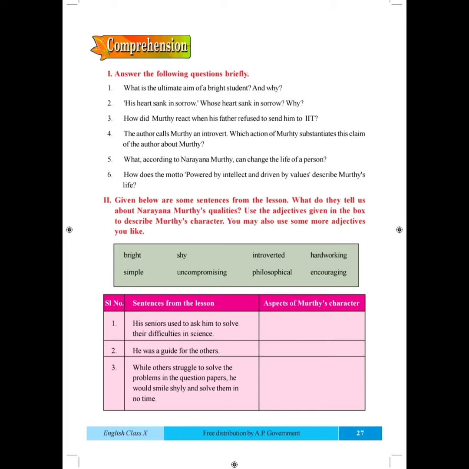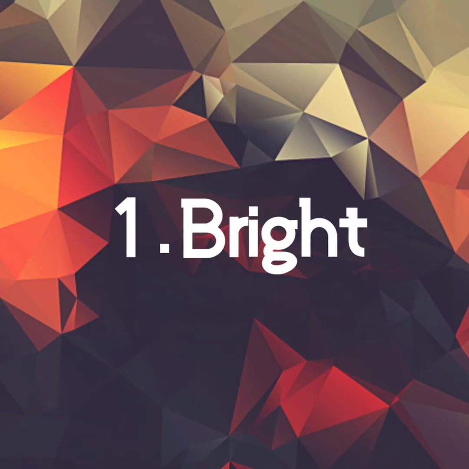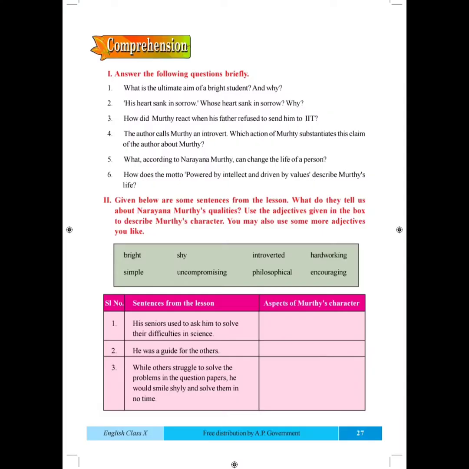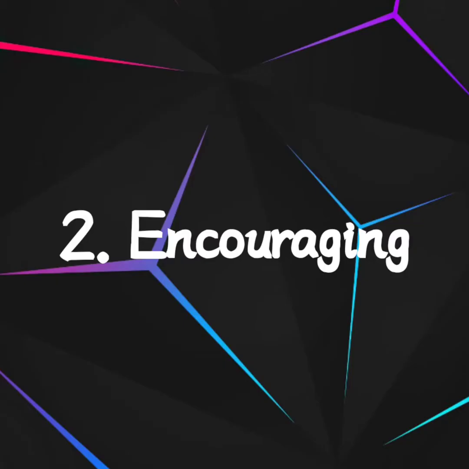First one, his seniors used to ask him to solve their difficulties in science. And this shows that Murthy is bright. He is a bright student. And bright is a synonym of intelligent, clever, brilliant. Second one, he was a guide for the others. This shows that according to our help box, we can say that he is encouraging. And this shows his intelligence again.